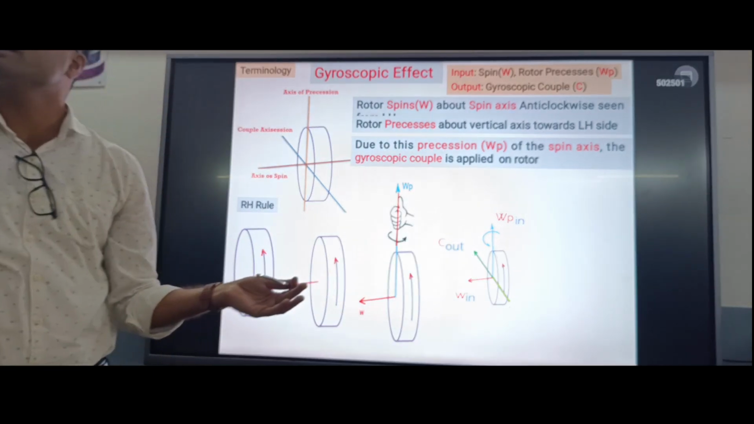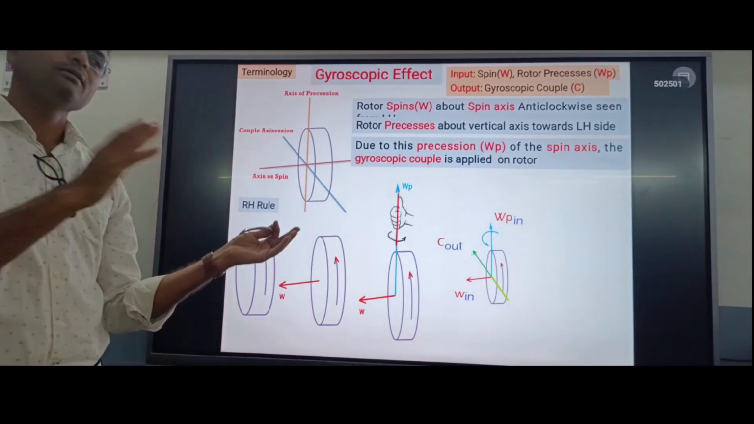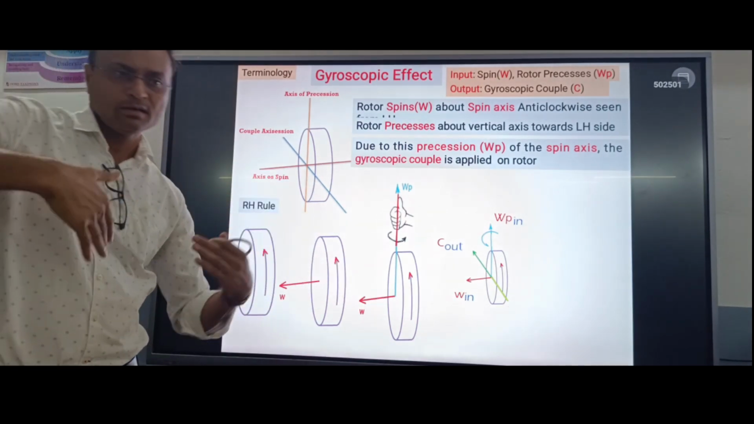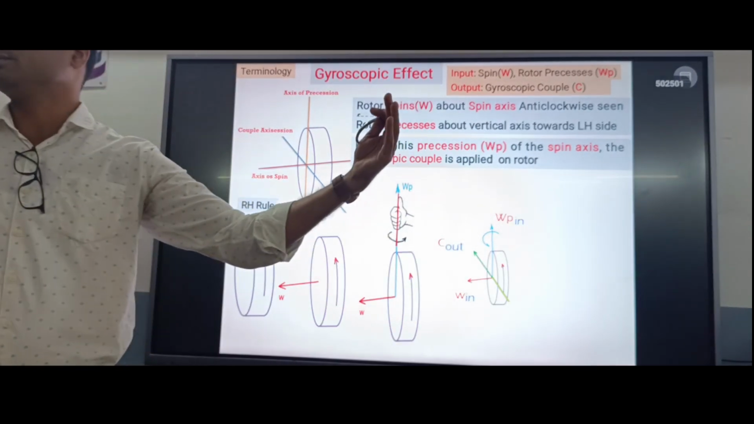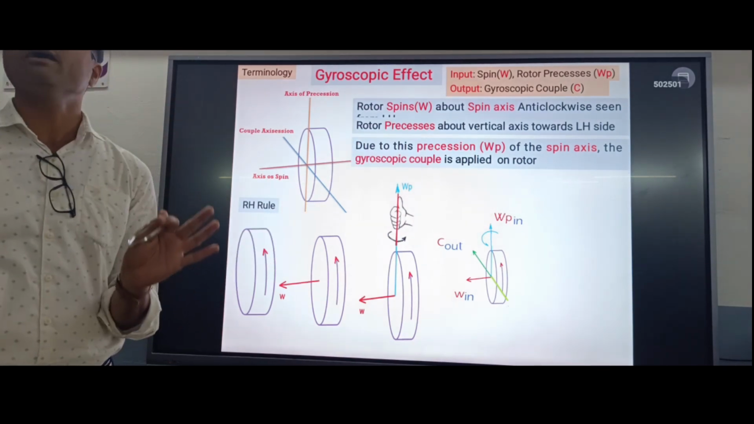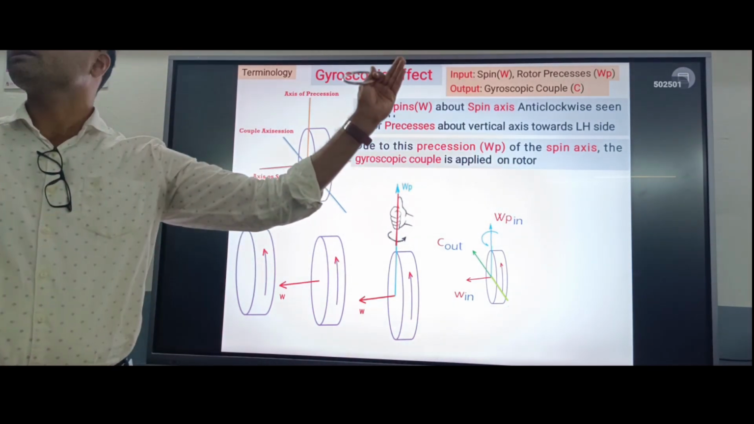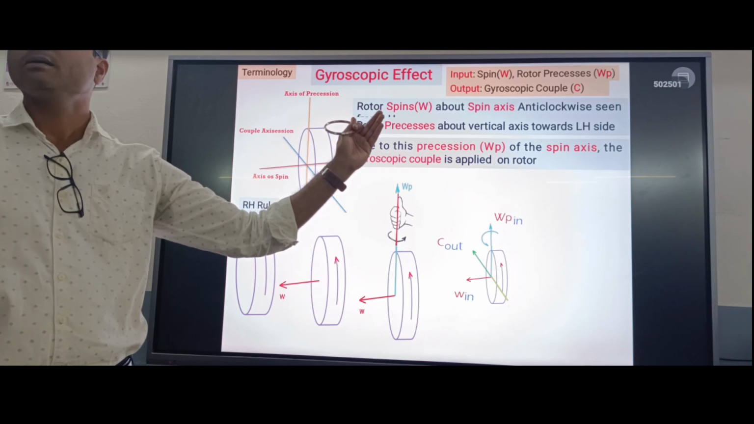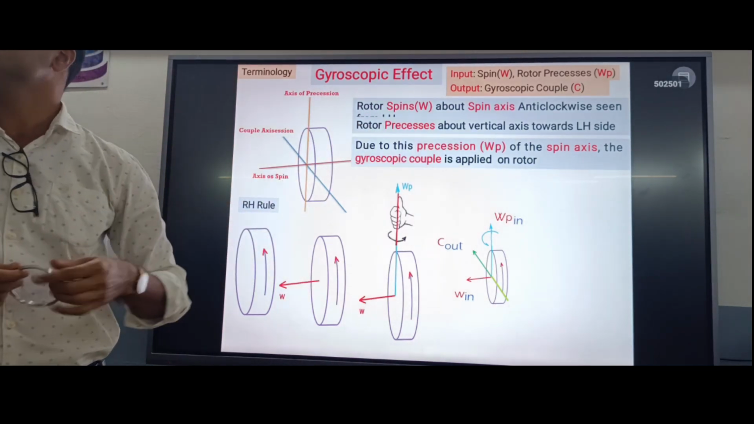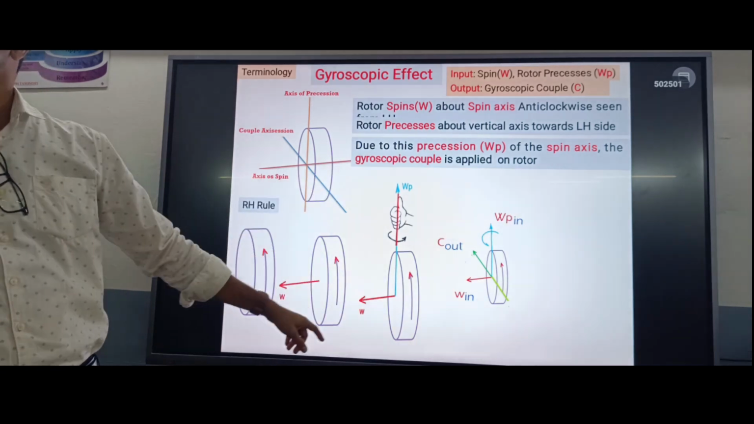If you don't tilt, what will happen? You will topple down, okay? Or you will lose contact with the road. So that point also we'll study: how much maximum speed you should have so that the vehicle does not skid from the road. So in all such rotating bodies we experience this effect of gyroscopic couple. Okay.